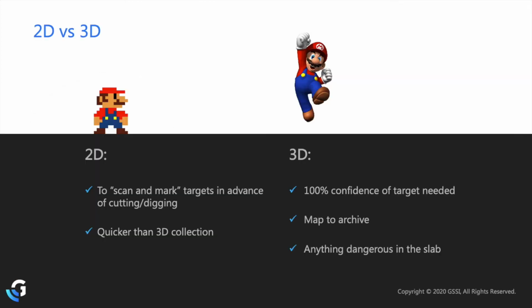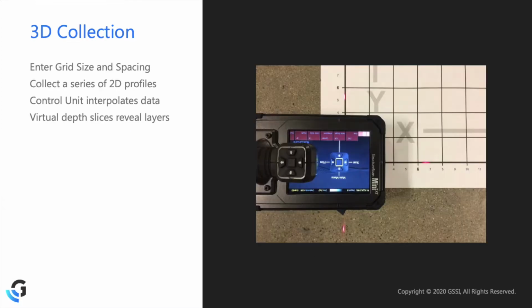So the main differences between 2D and 3D. 2D is pretty cut and dry, right? You scan and mark the targets. And with 3D, you're actually collecting several 2D individual profiles that the system will then stitch together to create a 3D image that you can play back on your Mini XT and then slice down through that data to reveal different targets. Scan 3D is used to collect and view sections of 3D GPR data.